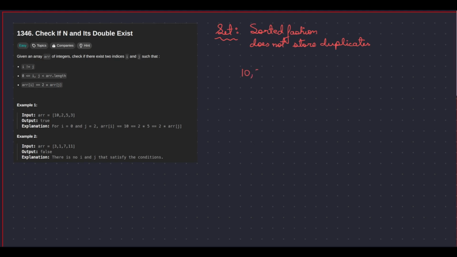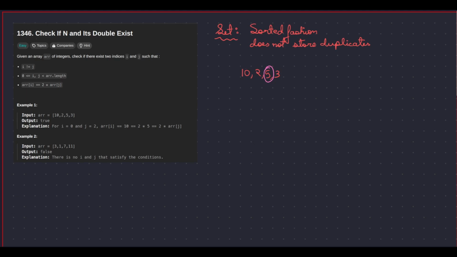Let us consider this example: 2, 5, 3 and 10, right? So what we'll be basically doing is, for every element, check if the double or half of the element exists within the set. Why half, you may ask? Let me show you here. For 10 we can say 20 is the double and 5 is the half. Now the double of 5 is 10. We can also say the half of 10 is 5, right? So if the double or the half exists within the set, we will return true, right?